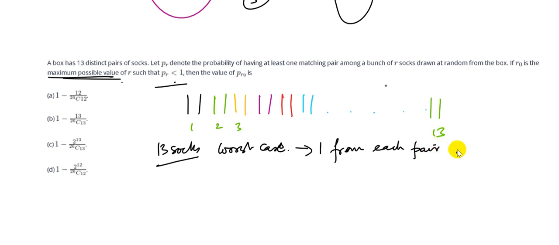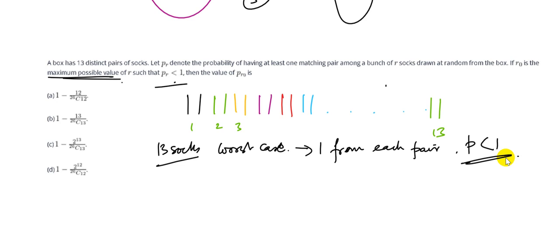Right? Possible? Yes, possible, sir. So if that case happens, then I don't get a matching pair, so there is no guarantee of the matching pair. If an event is not guaranteed, then the probability of that event is less than 1. Basic definition of probability. If an event is guaranteed, then the probability is equal to 1. The sun will rise in the east tomorrow morning, guaranteed, probability 1. It will rain tomorrow, not guaranteed, probability less than 1. Clear?